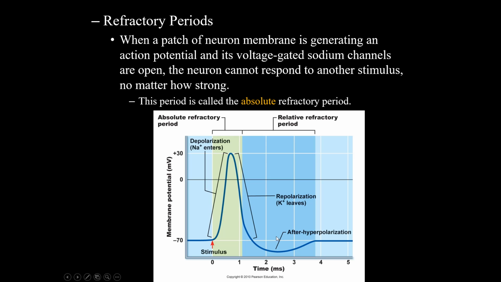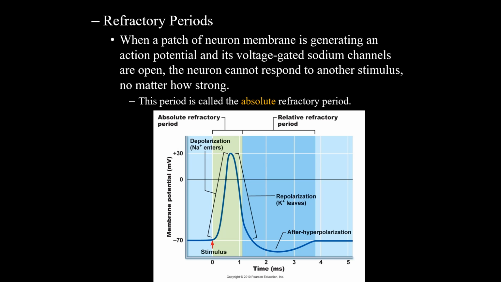Here's where the weird thing comes in. During this refractory period, this green that you have going on right here, the sodium gates are already open. Since they're already open, you can't open them again. So there is this period of time where your neuron is said to be insensitive, and that's the refractory period.